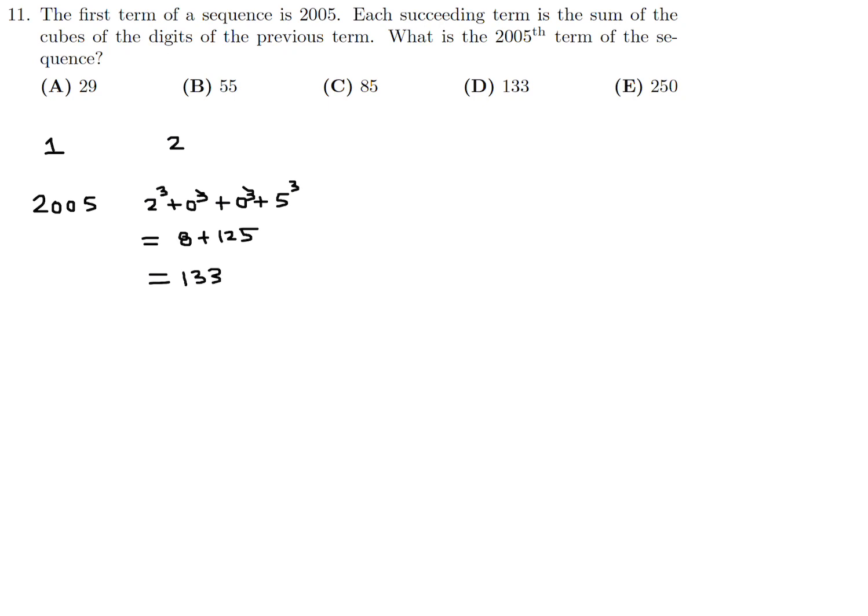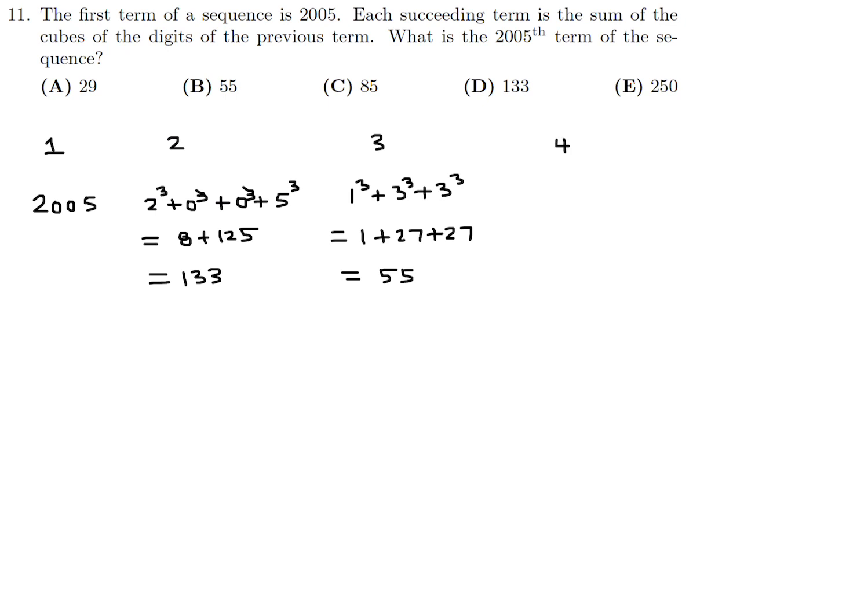And then the third term is again the sum of the cubes of the digits of the previous term. So that's 1 to the power of 3 plus 3 to the power of 3 plus 3 to the power of 3. And that's 1 plus 27 plus 27. So that is 55. And then we just keep going like this.